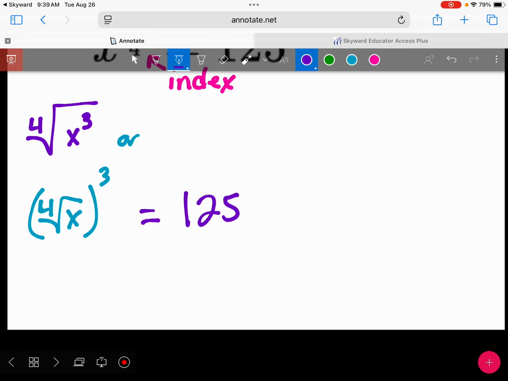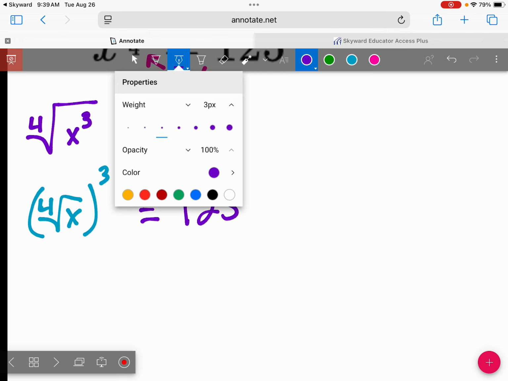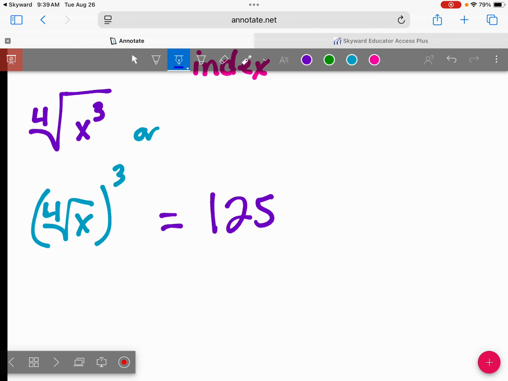I definitely smashed my stylus into the file cabinet over there. What? I definitely smashed my stylus into the file cabinet and almost snapped off the tip.